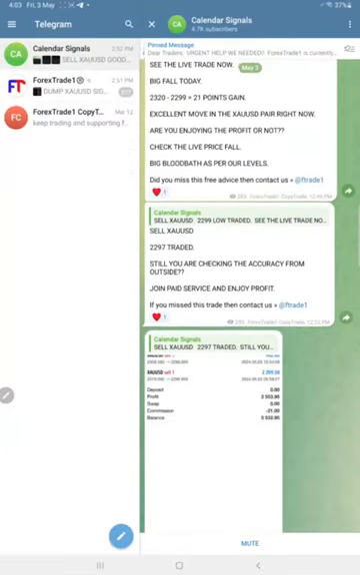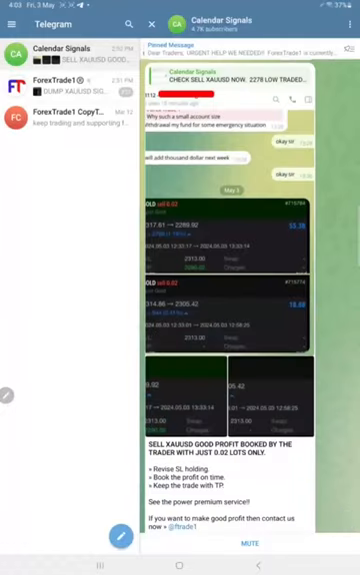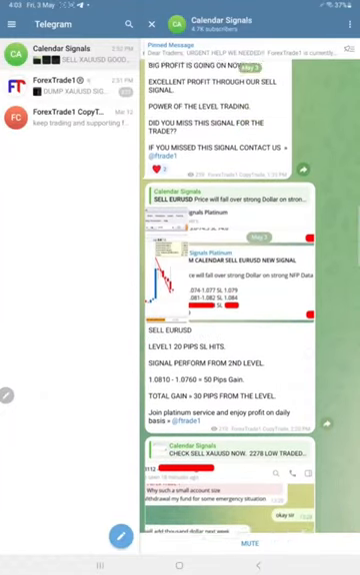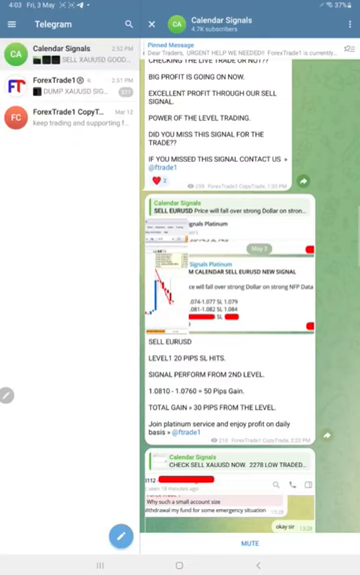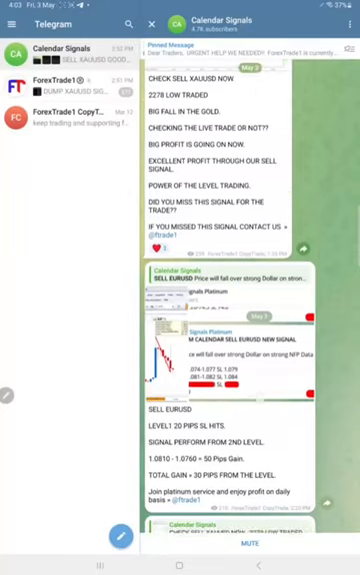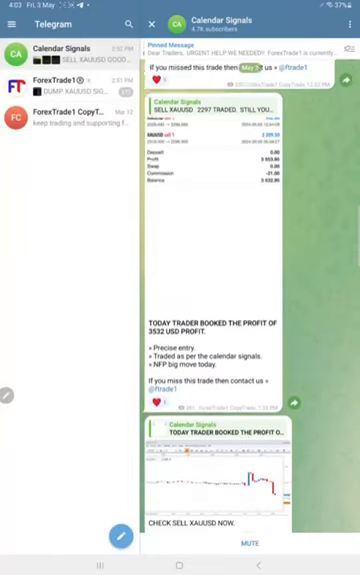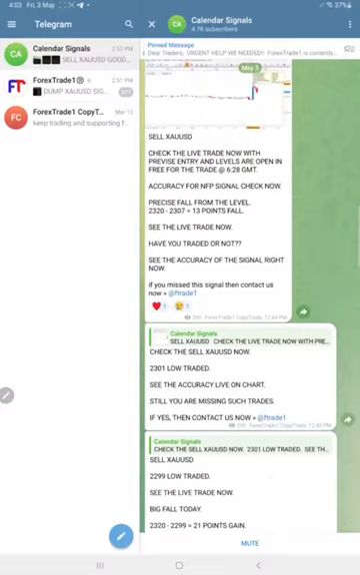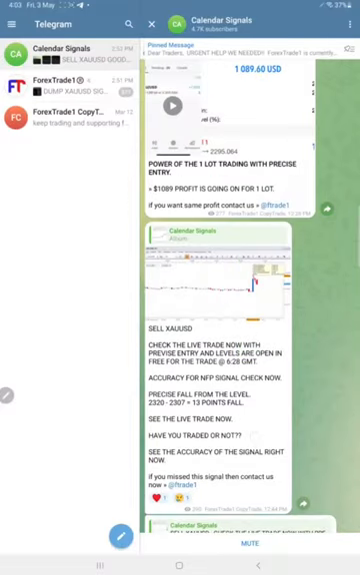And Euro USD also performed, and made 50 pips gain from the first level. It was SL hit, and from the second level 50 pips gain. Here is the screenshot of our premium signal: from the first level SL hit, so from the second level we made 50 pips gain. And oil also made a small profit, but gold, especially gold, as we predicted, the price fell down.